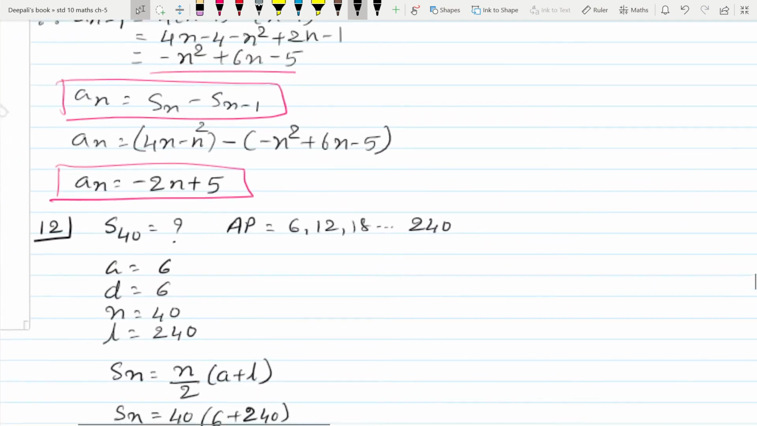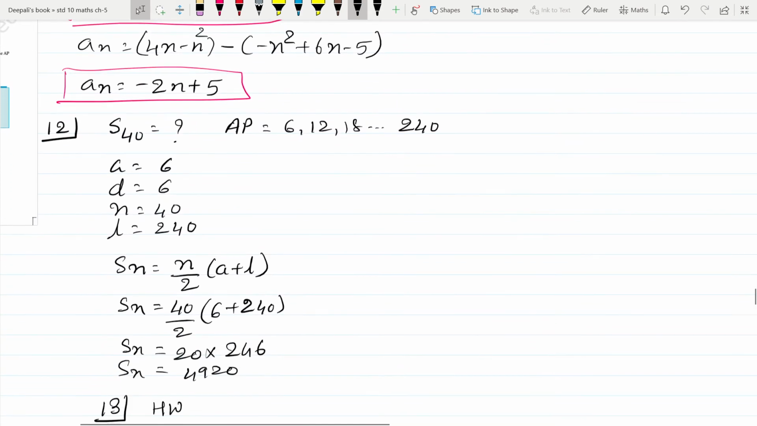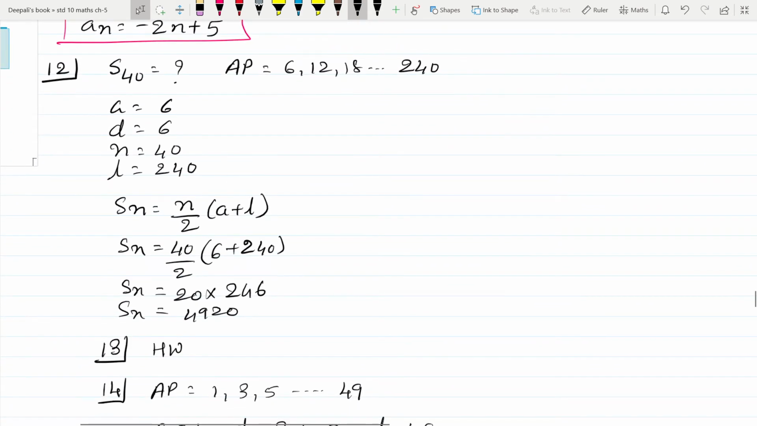Question number 12 is, find the sum of first 40 positive integers divisible by 6. Simple. The AP is 6, 12, 18 till 240. A is 6, D is 6, N is 40, L is 240. Sn is n by 2 into A plus L. So when you solve it, you get Sn is equal to 4920.